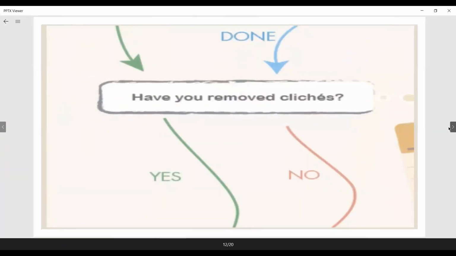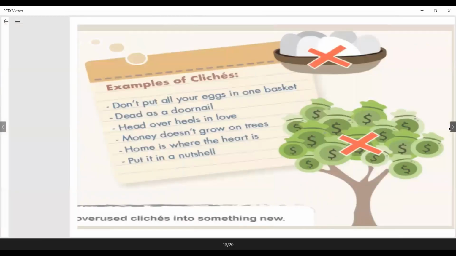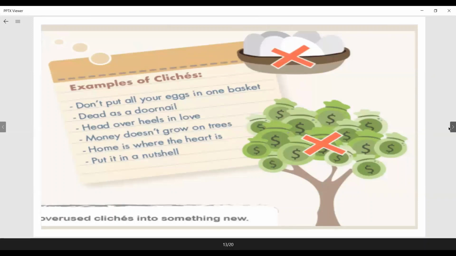And have you removed cliches? Yes or no? Check. Examples of cliches are, don't put all your eggs in one basket, dead as a doornail, home is where the heart is, put it in a nutshell.